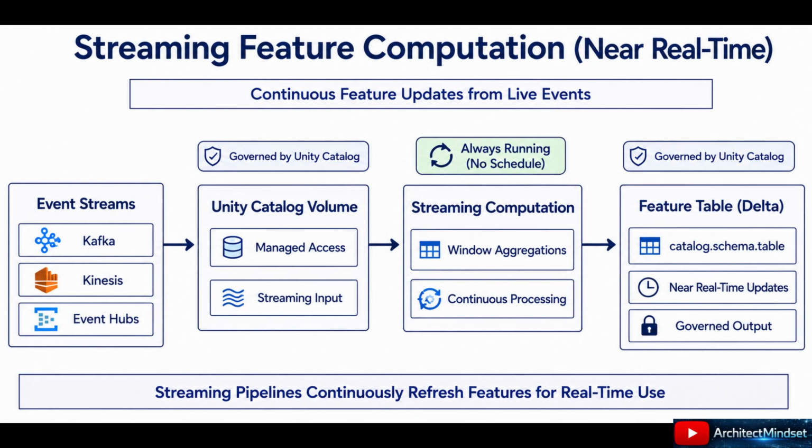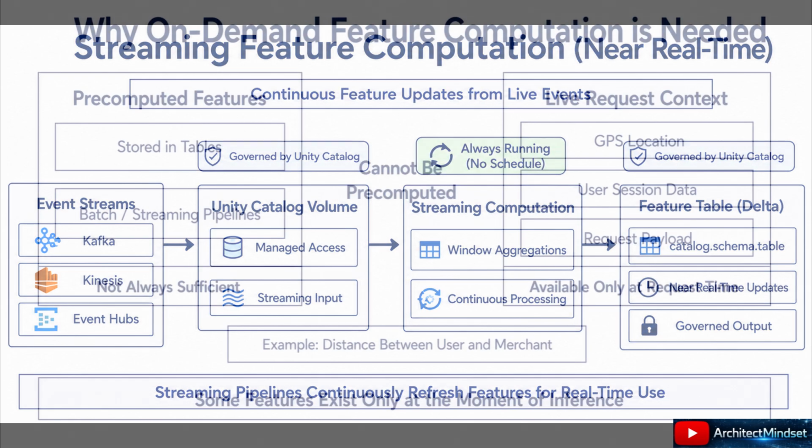For features that need to update constantly based on live events, for example number of login attempts in the last 10 minutes, computation shifts to a streaming model. A continuous stream reads from a message queue like Kafka, Event Hubs, etc., through a Unity Catalog volume. It computes windowed aggregations on the fly and streams the output straight into the Delta feature table.